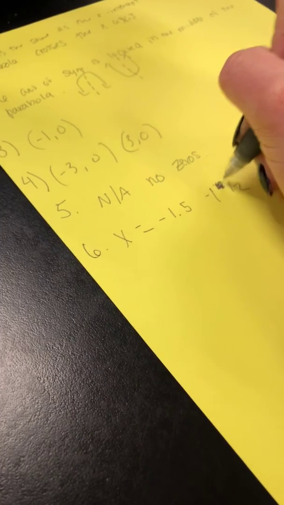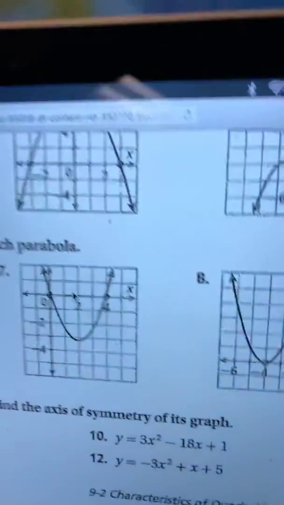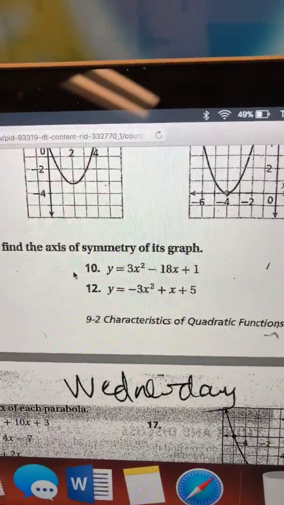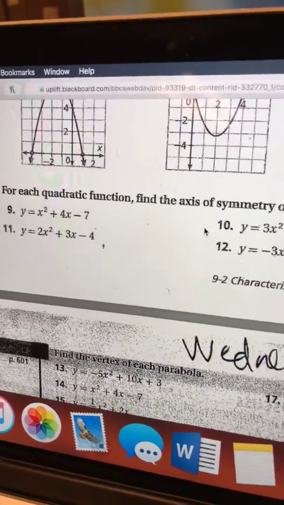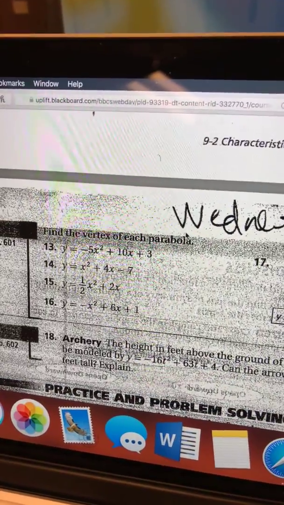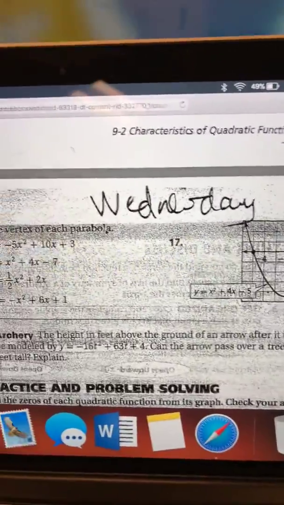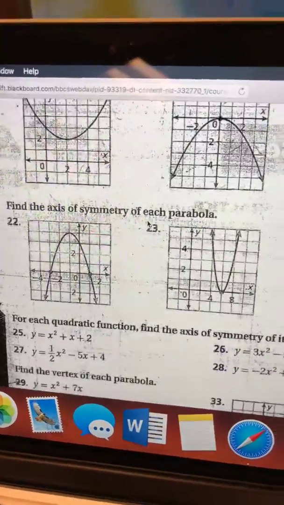1.5. Beautiful. Okay, go ahead and try number 7 and number 8 on your own. For number 9 through 12, go ahead and graph it on your calculator and find the axis of symmetry. As well as through 13 and 16, go ahead and graph it on your calculator and find the vertex. You can continue the rest on your own.